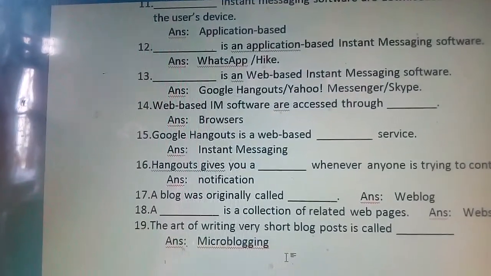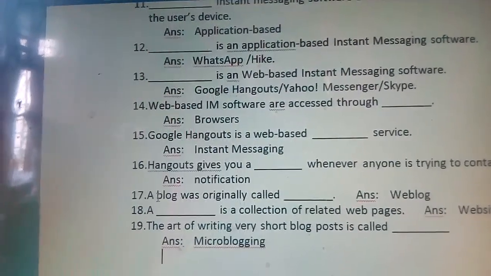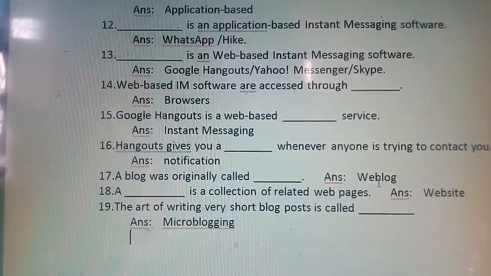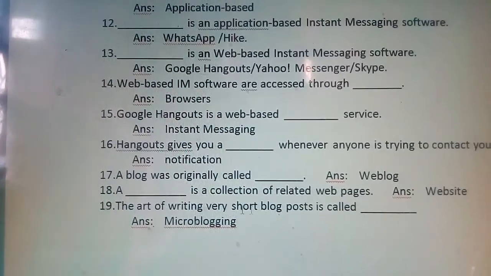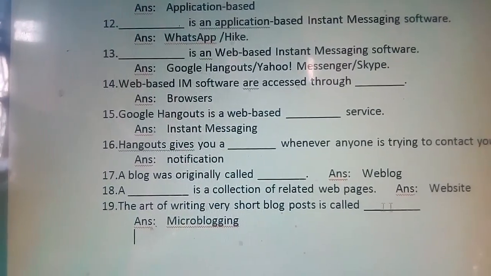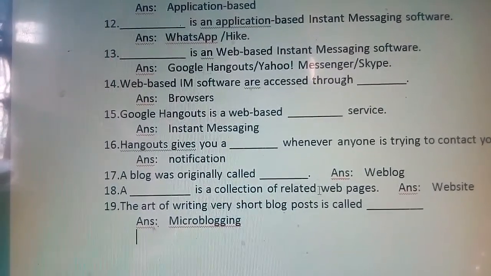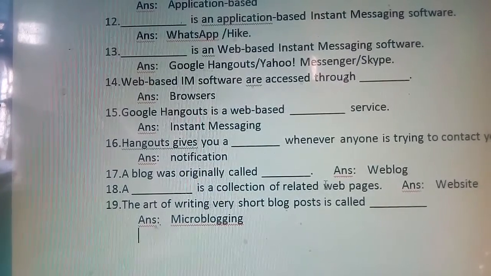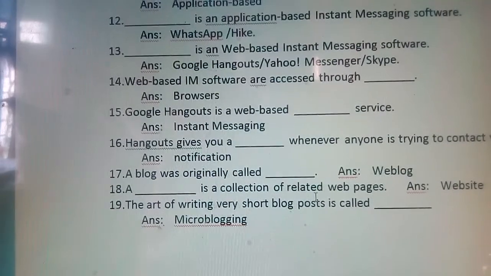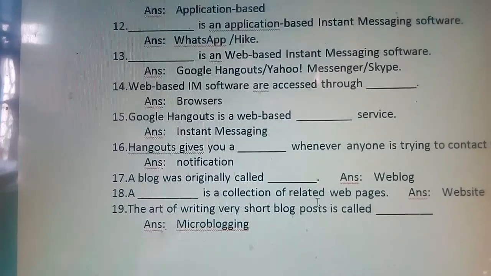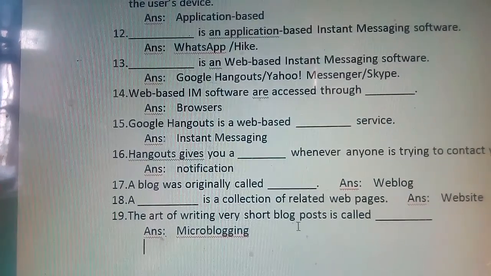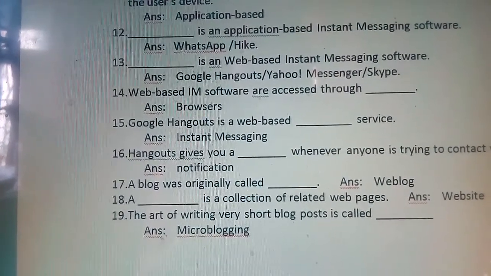Next is a blog. Number 17, a blog was originally called weblog. Number 18, dash is a collection of related web pages. That is website. Website is a collection of related web pages. And the first page when you are opening the website, the first page of any website, is called home page. Next, the art of writing very short blog posts is called microblogging.